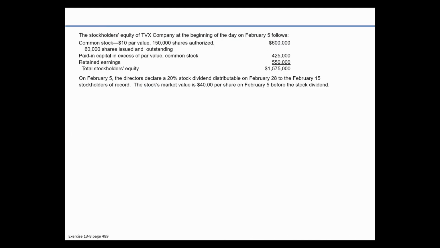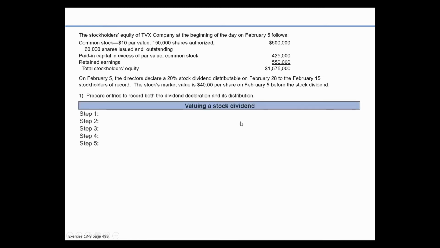Now we'll look at how we would calculate a small stock dividend. Stockholders' equity of TVX company at the beginning of the day on February the 5th is as follows. On February the 5th, the directors declare a 20% stock dividend distributable on February the 25th to the stockholders of record on February the 15th. The stock market value is $40 per share on February the 5th before the stock dividend. We're going to prepare the entries to record both the dividend declaration and its distribution.